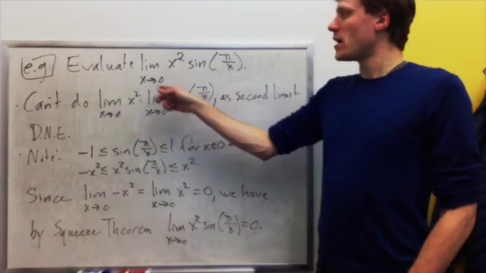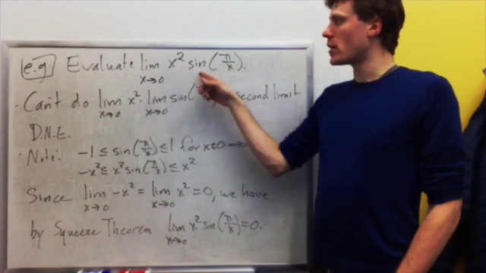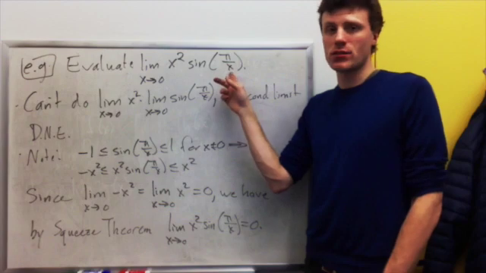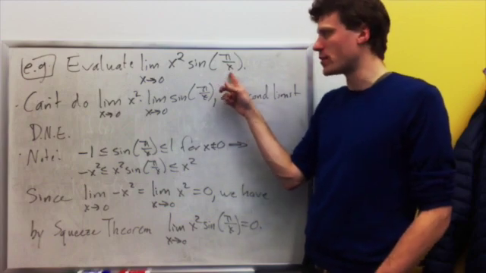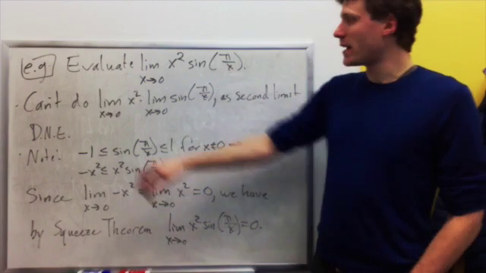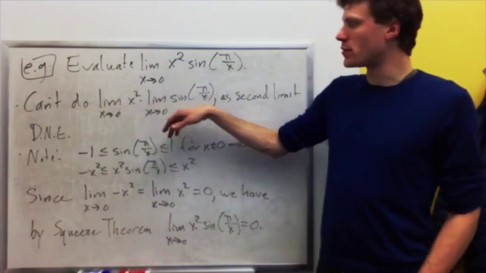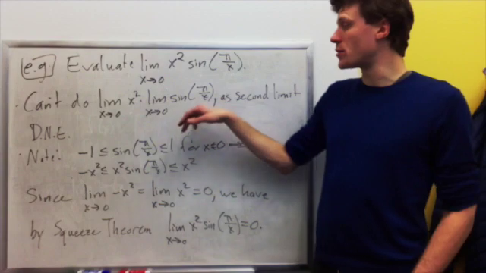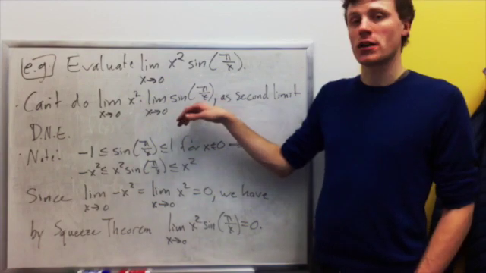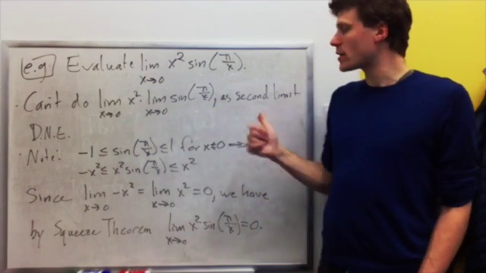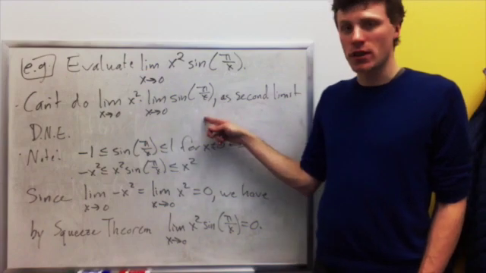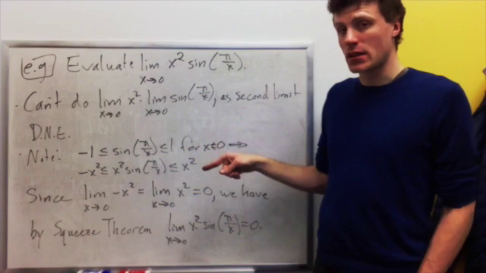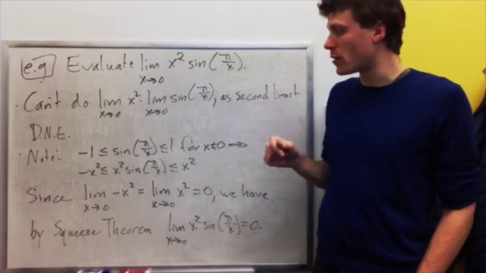Let's evaluate the limit as x approaches 0 of x squared times sine of pi over x. Now I can't plug in 0 into sine of pi over x because I'd be dividing by 0. Also, I can't break this up into a product of limits. I can't take the limit of x squared as x goes to 0 times the limit as x goes to 0 of sine of pi over x, because we have already seen that this second limit does not exist. That's where the function was oscillating infinitely often between -1 and 1 as we approach 0.